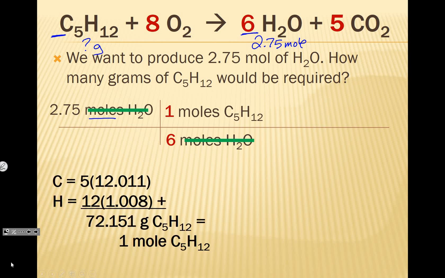I got to add pentane up. So you would add pentane up just like you did before. So 5 times carbon plus 12 times hydrogen, and you end up with 72.15 grams of pentane is equal to 1 mole of pentane.